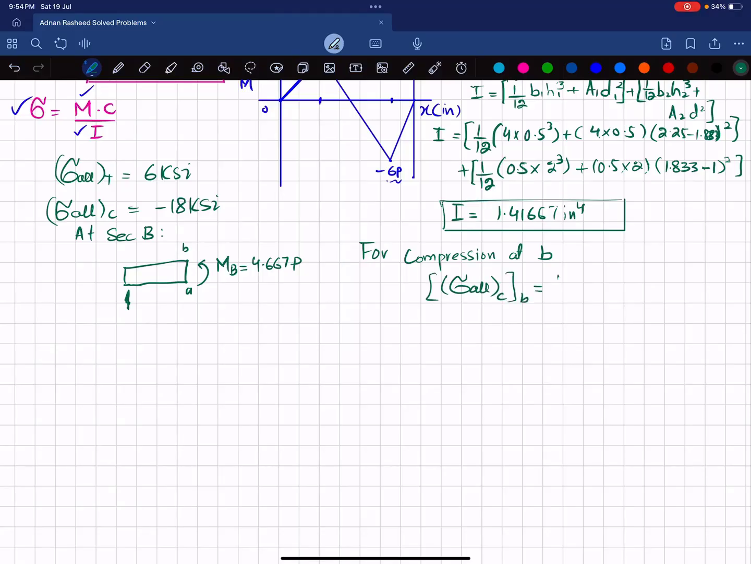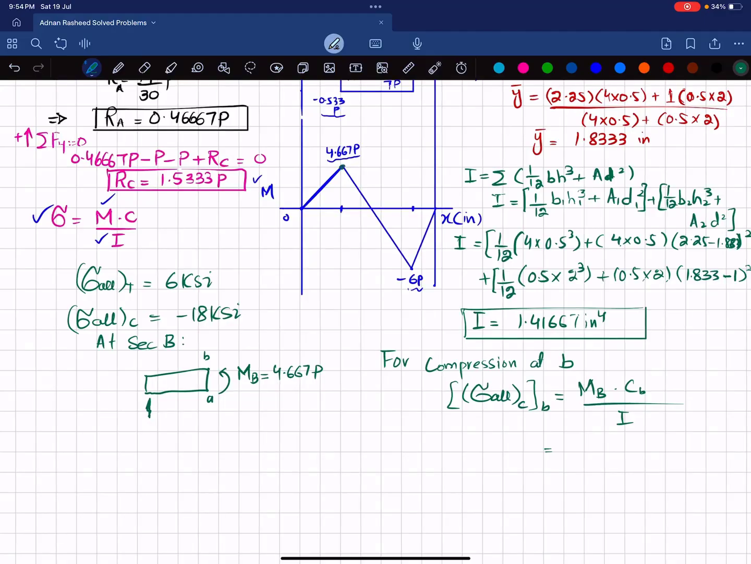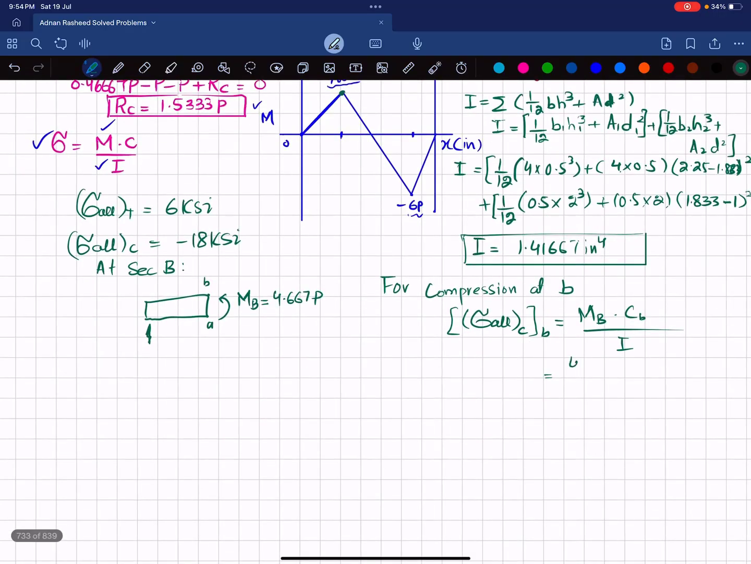That will be equal to moment at point B into CB divided by I. So moment about this, you can see at point B, this will correspond to point B. Clear? So this is moment at point B, 4.6667. And what is C?